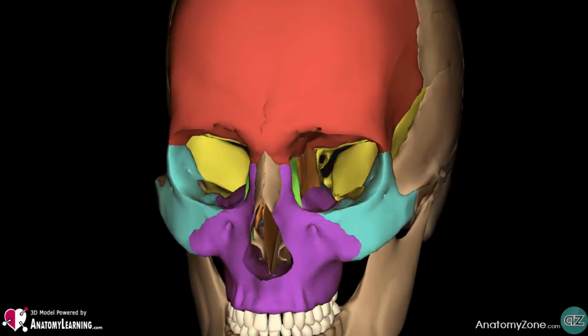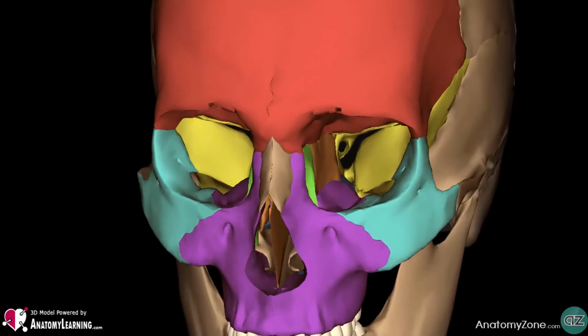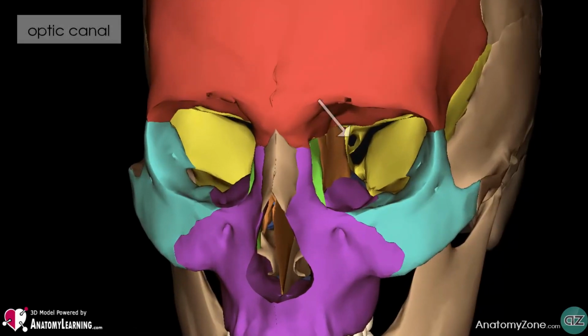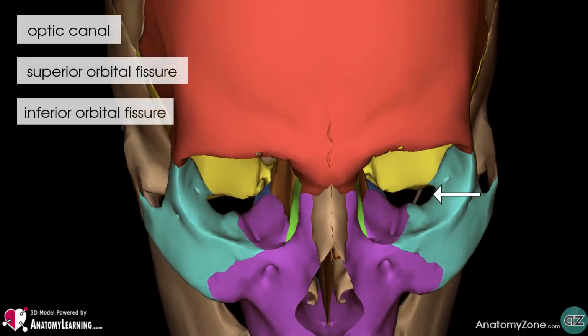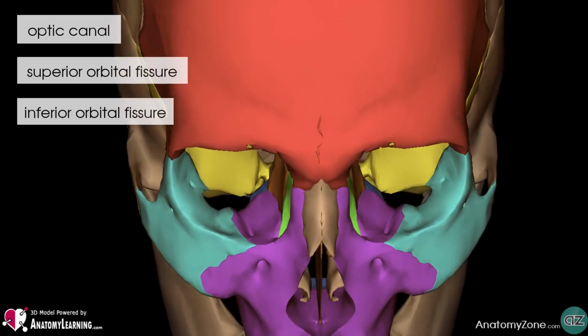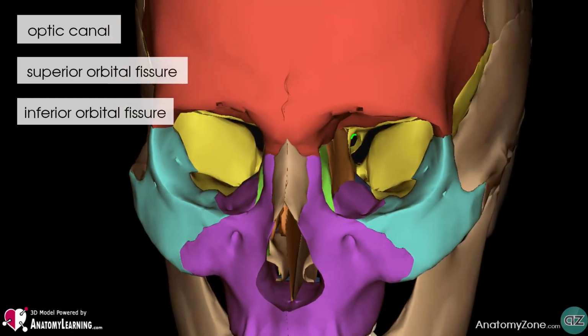Let's take a look now at the pathways into the orbit. There are 3 main pathways by which structures can enter and exit the orbit. These include the optic canal, the superior orbital fissure, and the inferior orbital fissure. The optic canal transmits the optic nerve and the ophthalmic artery. It opens into the middle cranial fossa.